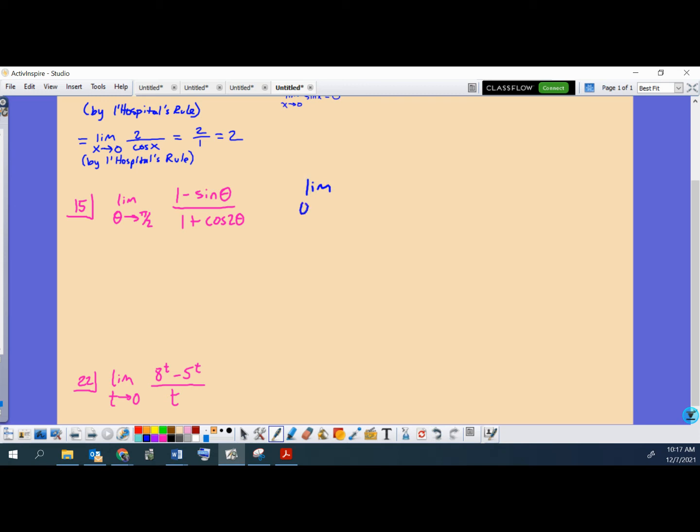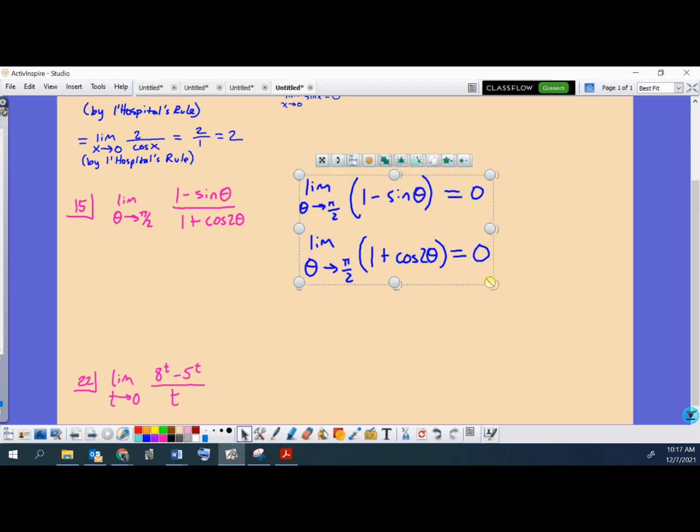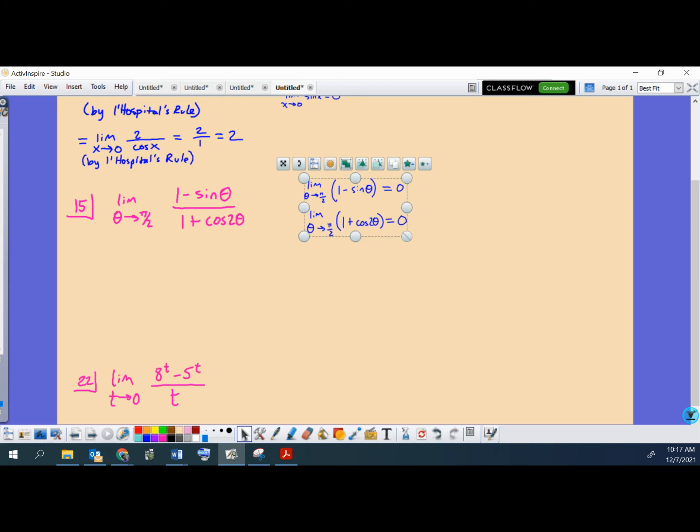The limit as theta approaches pi over 2 of 1 minus the sine of theta is 0. And the limit as theta approaches pi over 2 of 1 plus cosine of 2 theta is 0. Show as much work as you feel like you need to, but if you can, that's easy enough to evaluate. Show that work to justify those answers. This is what lets us use L'Hopital's rule.